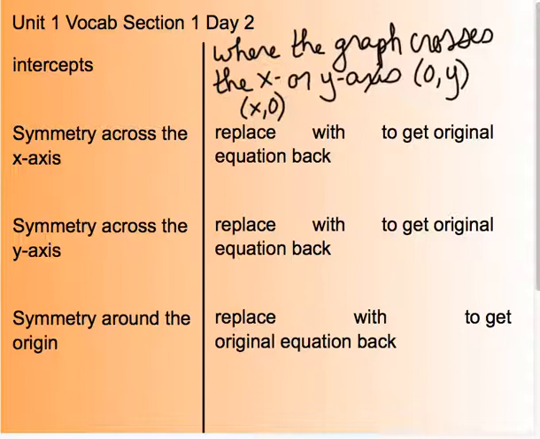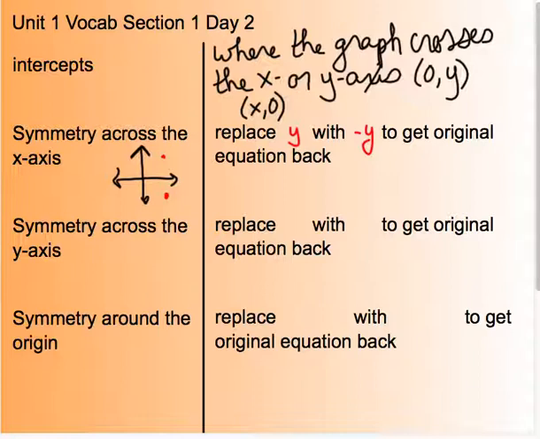To determine symmetry of a graph or an equation across the x-axis, you look at the equation and replace the y value with negative y. If you get your original equation back after simplifying, it has x-axis symmetry. So think about if you have a point up here flipped across the x-axis. The x value is the same, but the y value went from positive to negative. So the same thing we're going to take a look at with our equation.